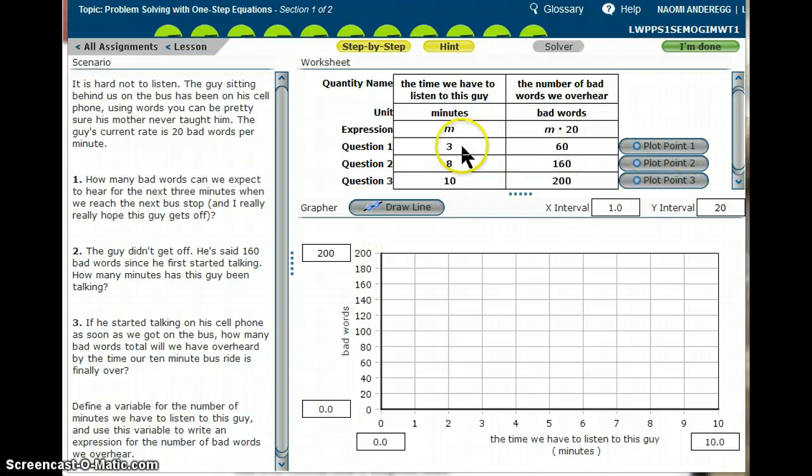So from here I plot my points. I've got 3, 60. So I go over to 3 and up to 60, right there. I've got 8, 160. So I go over to 8 and up to 160, right there. You can see that point lines up with 160, and then it lines up with 8. And then I've got 10, 200. It's over to 10, up to 200, right there in the corner. Then I draw my line, and I am finished with this problem.